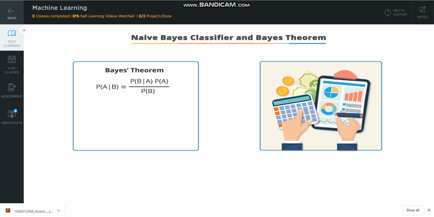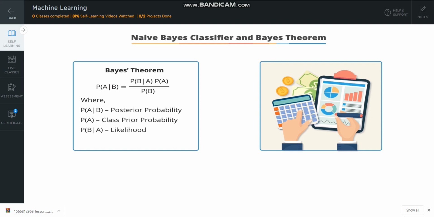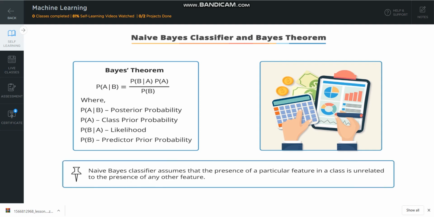This assumption is called class conditional independence, where P(A|B) is the posterior probability of class target given predictor attribute. P(A) is the prior probability of class. P(B|A) is the likelihood, which is the probability of predictor given class. P(B) is the prior probability of predictor. Note, naive Bayes classifier assumes that the presence of a particular feature in a class is unrelated to the presence of any other feature.